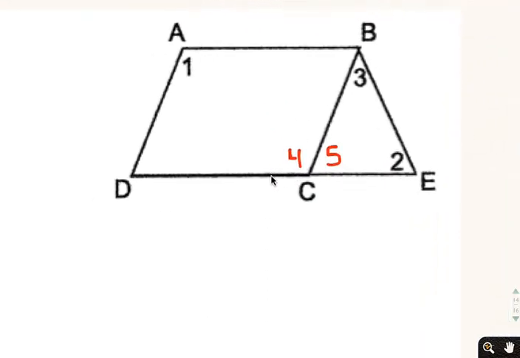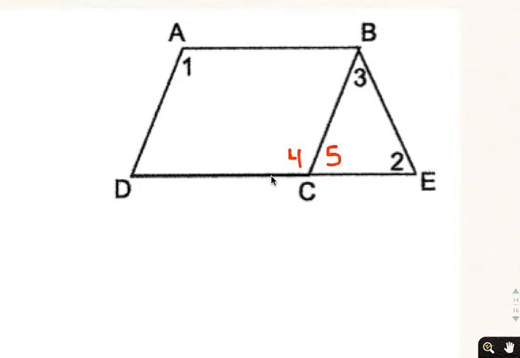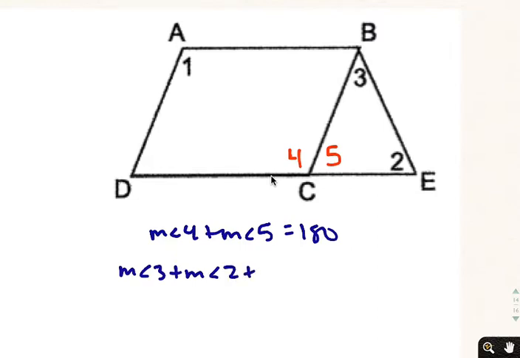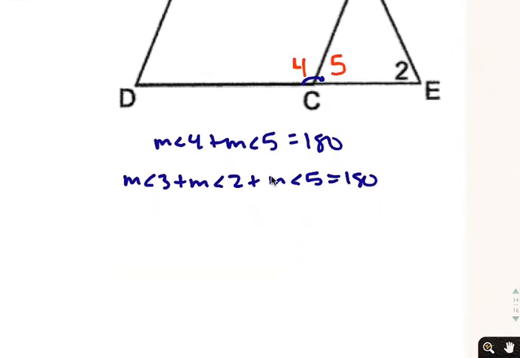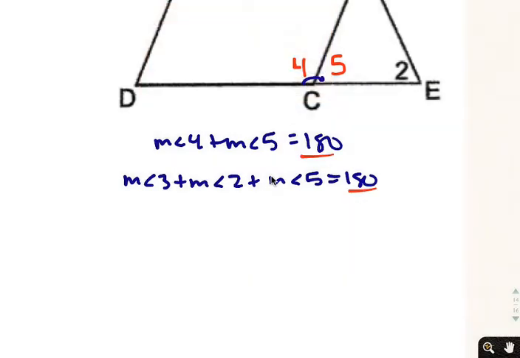Now I know that you guys didn't necessarily follow what I just said, but let me map out what I mean. So I know that the measure of angle 4 plus the measure of angle 5 is equal to 180 degrees. I also know that the measure of angle 3 plus the measure of angle 2 plus the measure of angle 5 has to equal 180 degrees as well. The first one is because they're linear pairs. The second one is because they're all in the same triangle, which makes some pretty interesting equations that I can combine. If they're equal to 180, they're equal to each other.